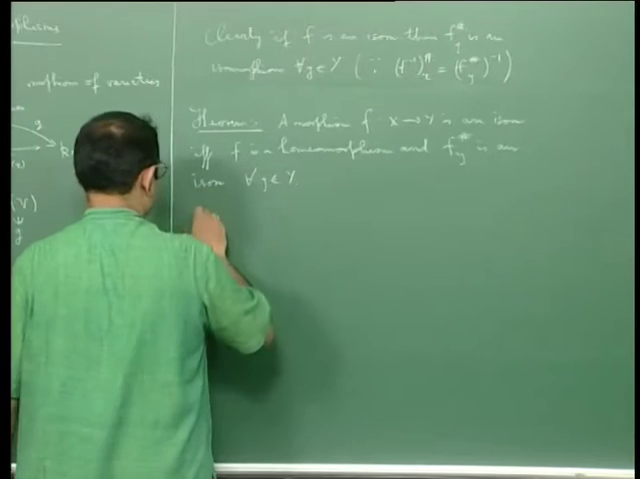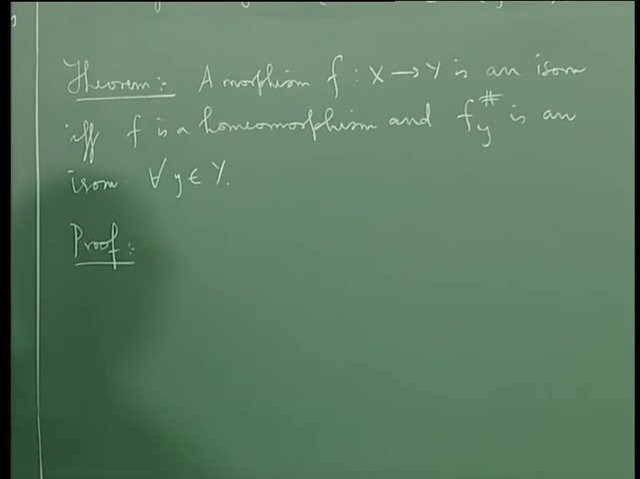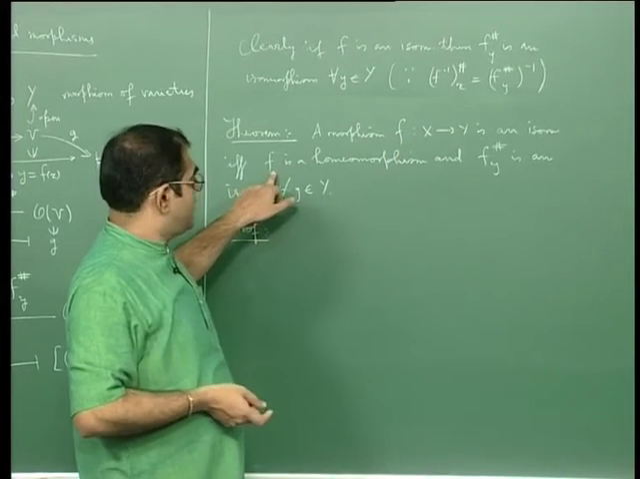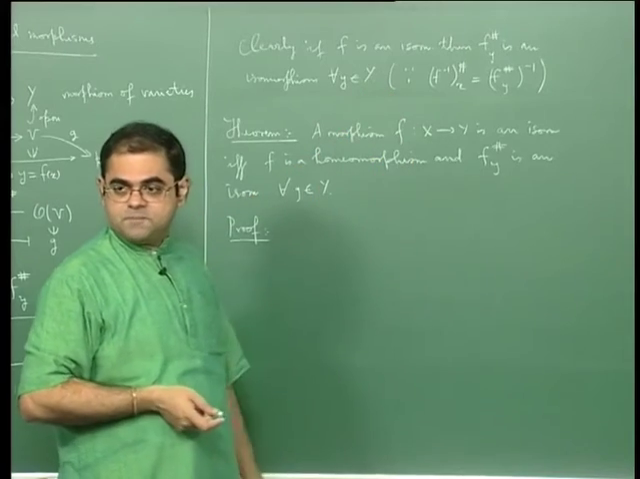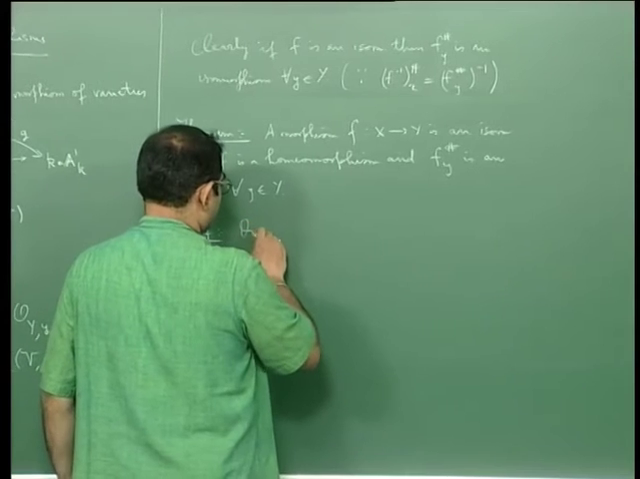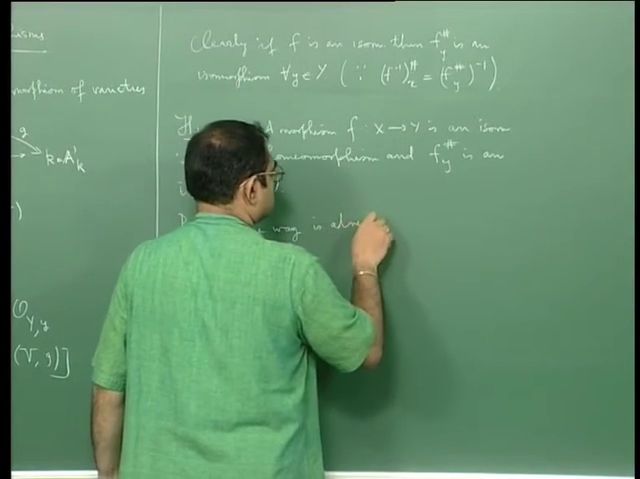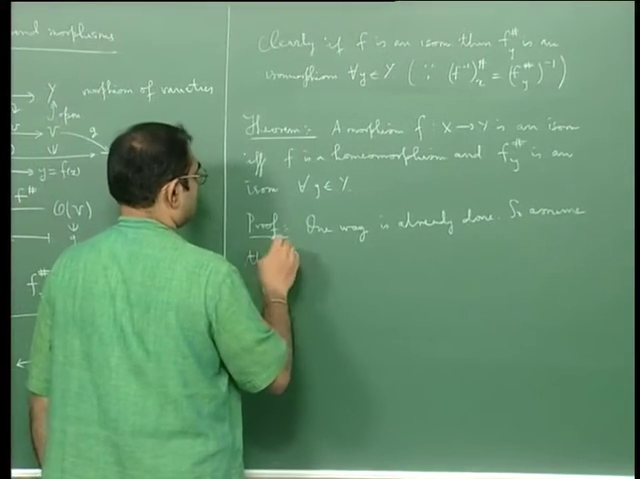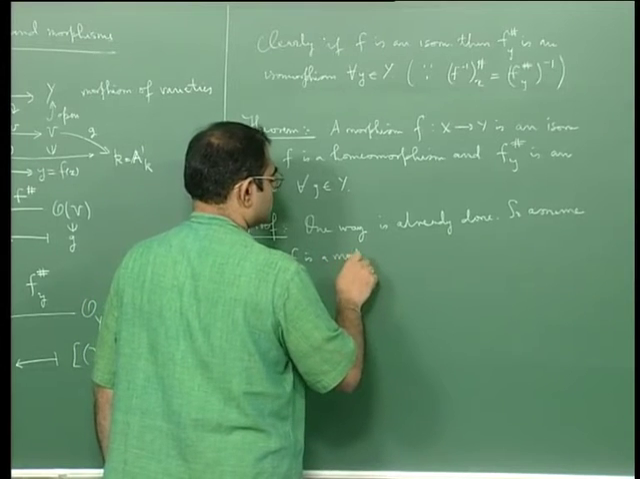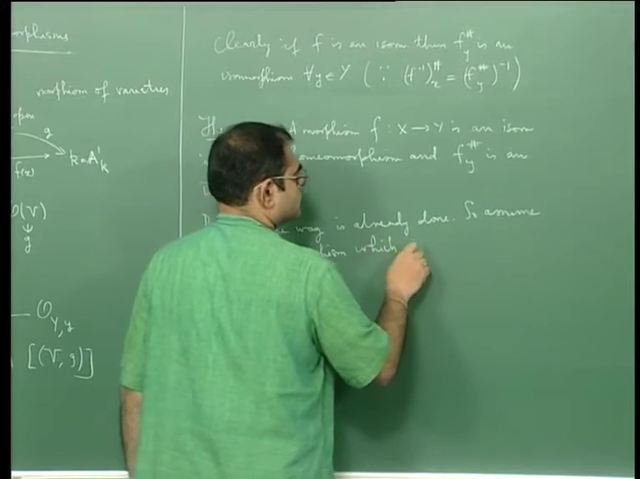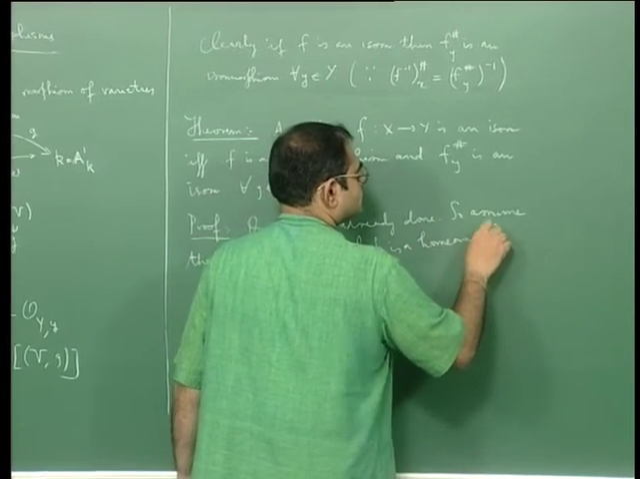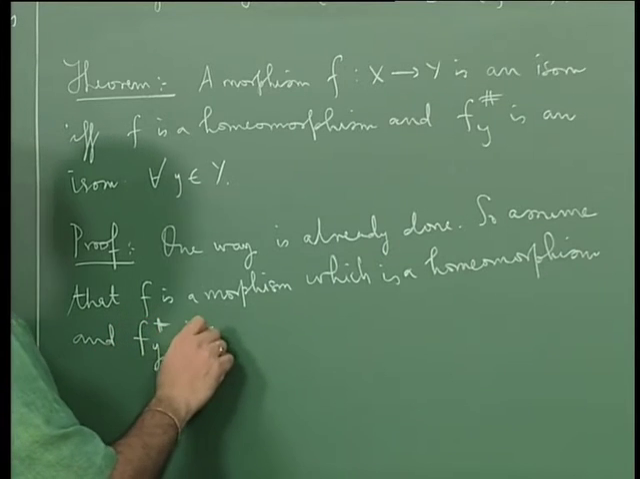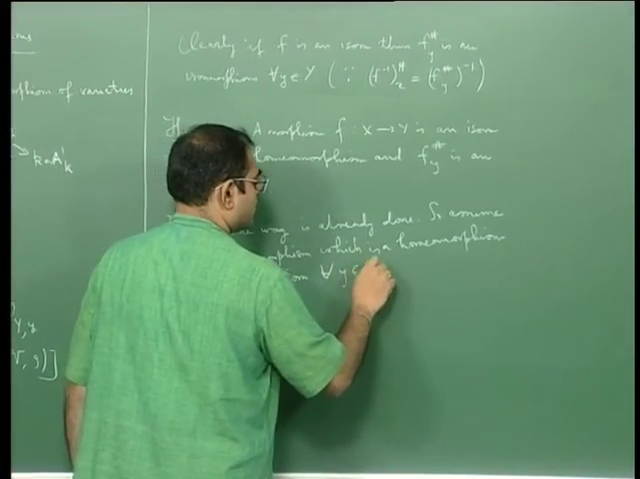So for the proof of this, you see, one way we already discussed: if F is an isomorphism, then of course F is a homeomorphism and F hash Y is an isomorphism for every y, that's something that we have already seen, okay. We have to prove the other way around, okay. So one way is already done. So assume that F is a morphism which is a homeomorphism and F hash Y is an isomorphism for all small y in capital Y, okay.